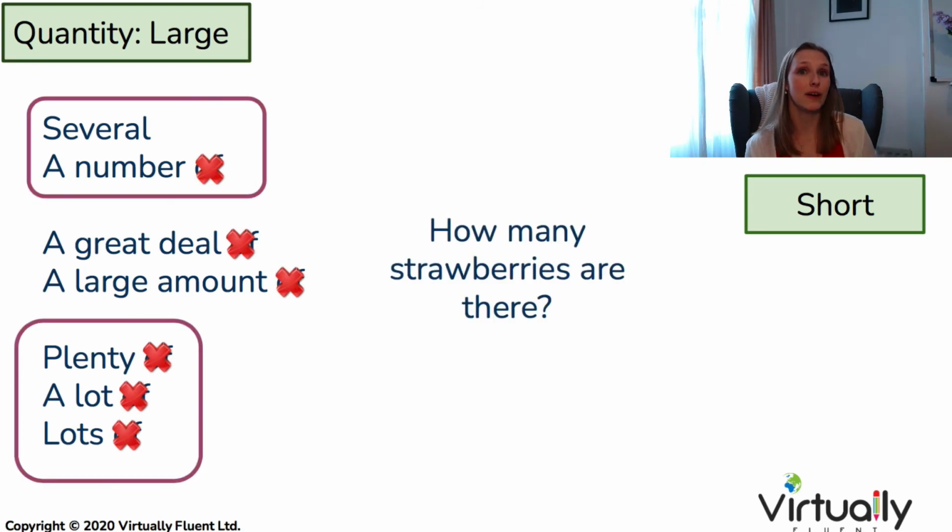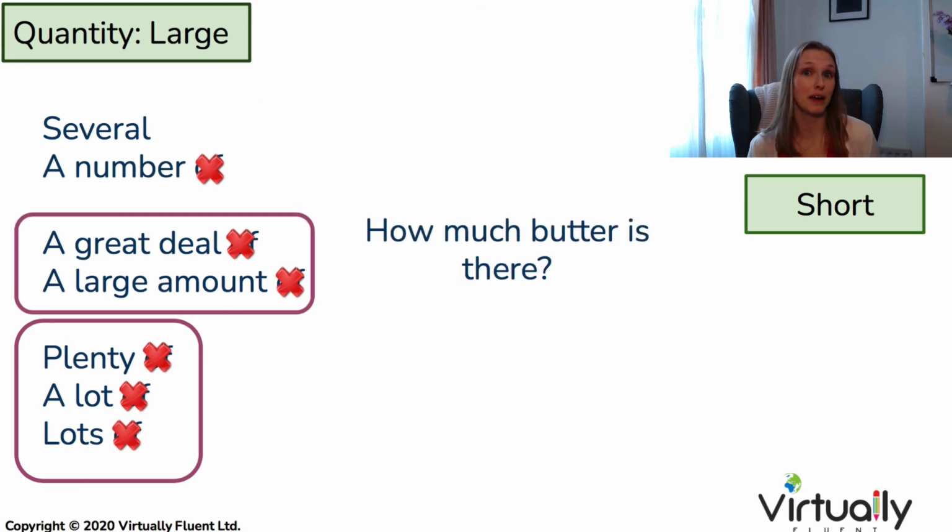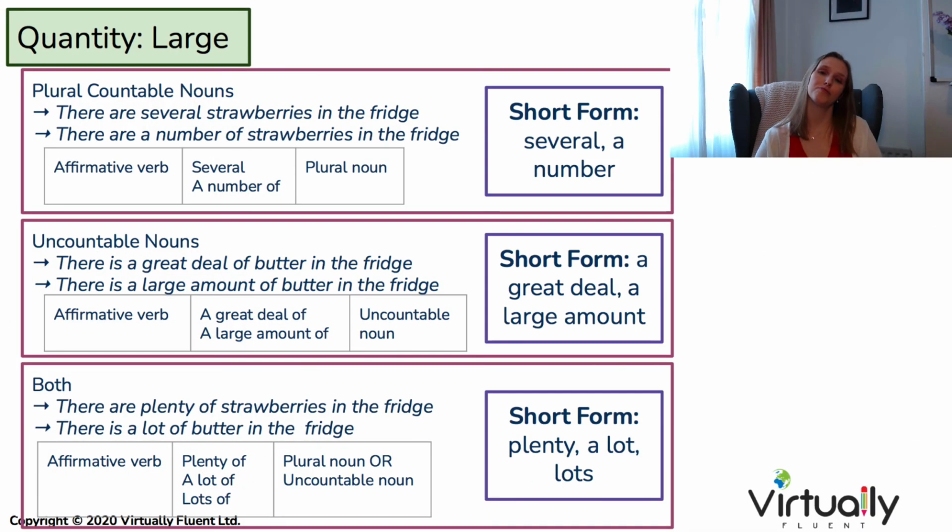So if I ask the question, how many strawberries are there? Remember, that's a plural countable noun, so we can only use those appropriate responses. We could say several, or plenty, or a lot. And if I ask about an uncountable noun, how much butter is there? A great deal, a large amount, plenty. So now we have both our long and short form responses for large quantities of nouns.